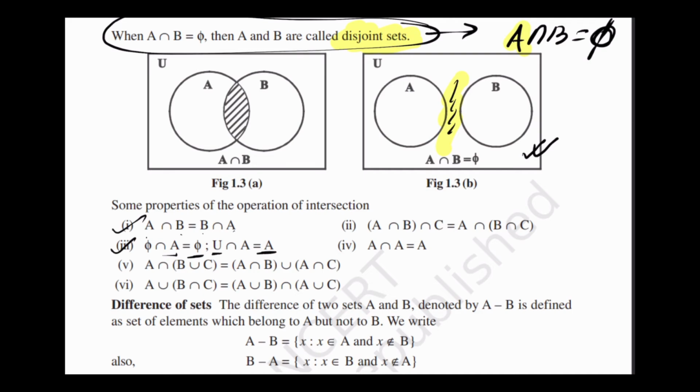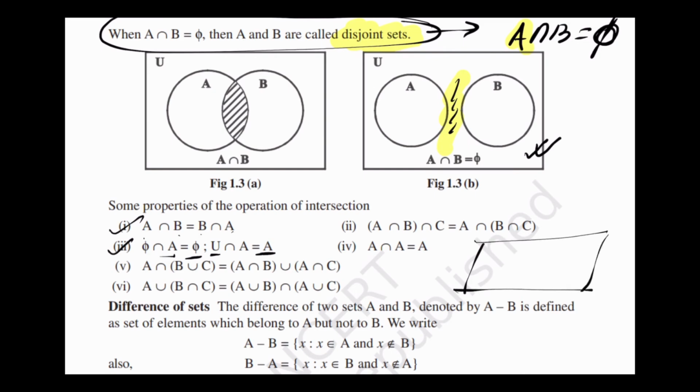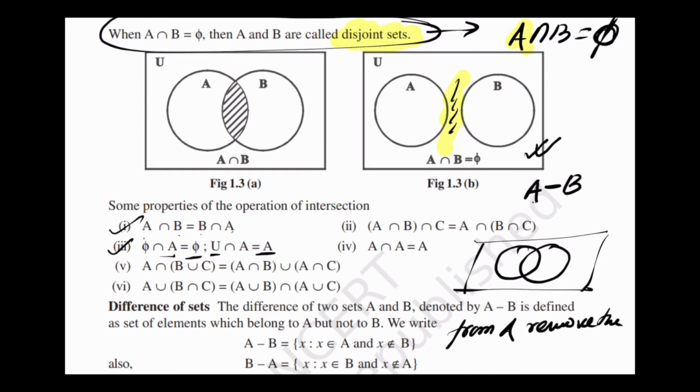Next important concept is difference of sets. So very simple difference is there. Let's say I have this A, this B. So the moment I say A minus B, what does it mean, student? It means take from A, remove the things of B. From A, remove the elements of B. So let's say this is A, this is B. The moment we say A minus B, it means from A, remove all the elements of B. So just the common part we have removed. So that is A minus B.